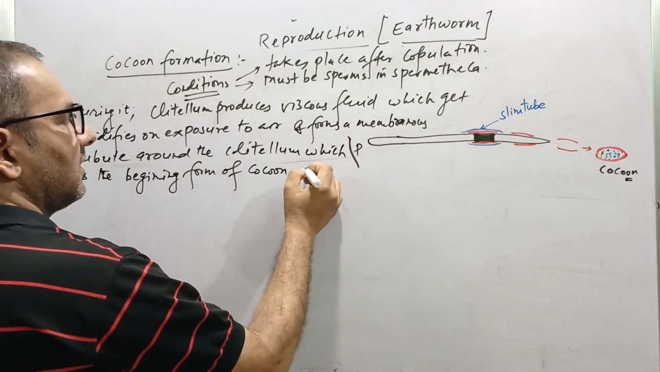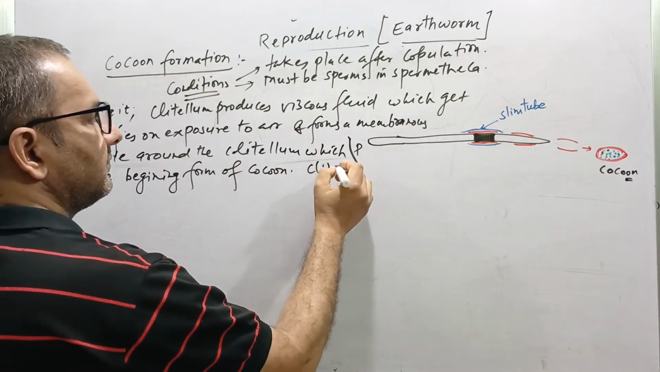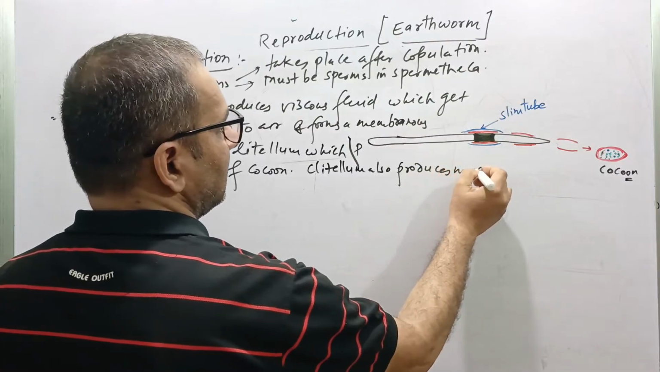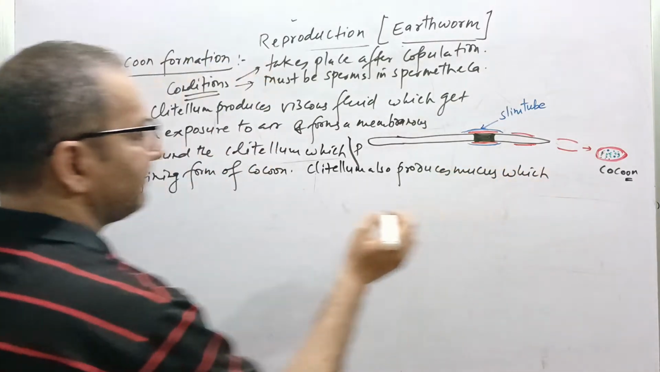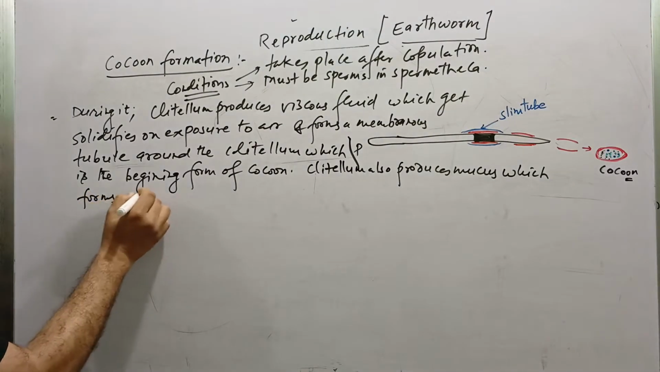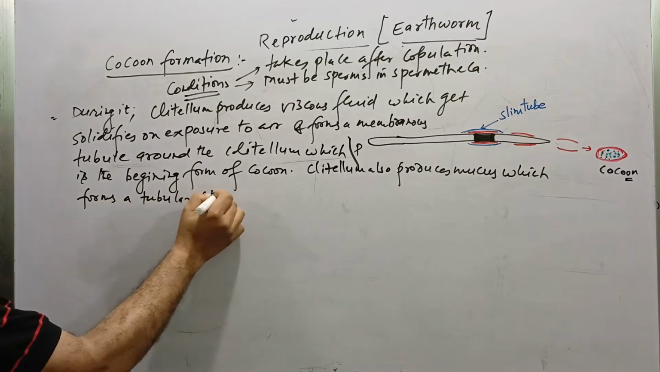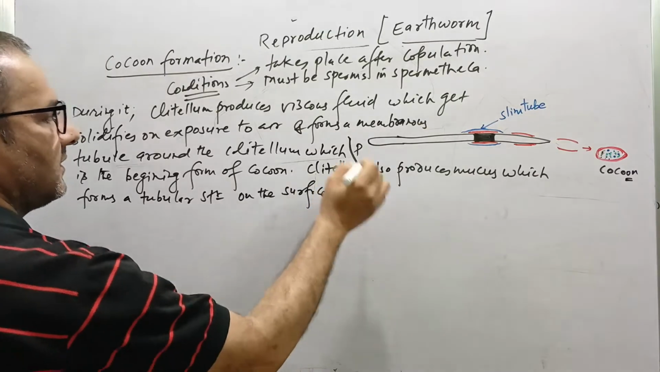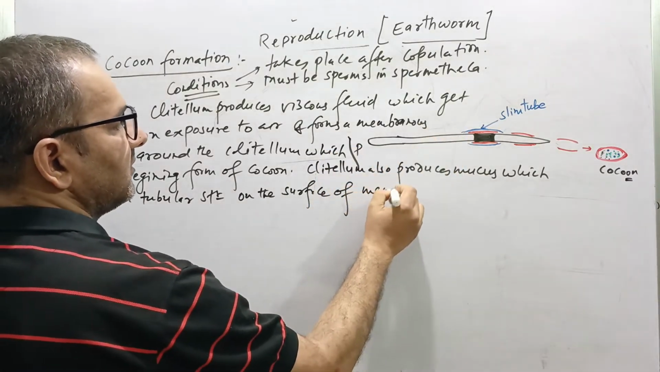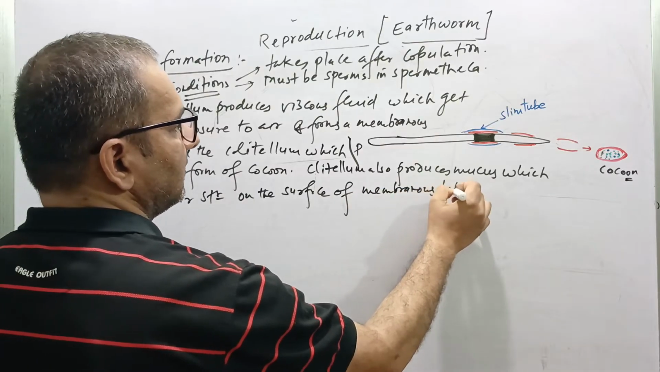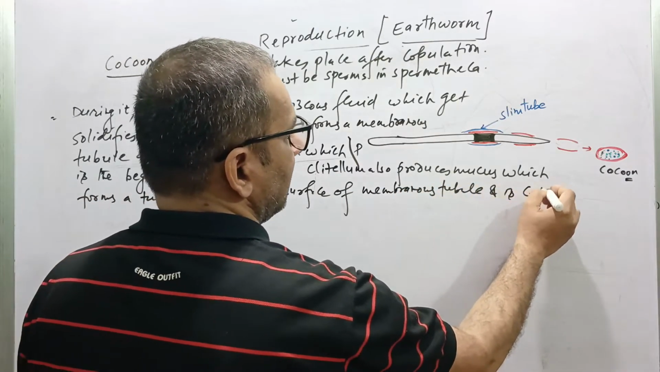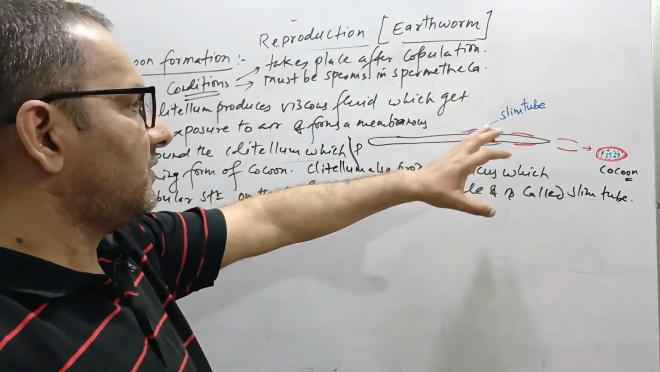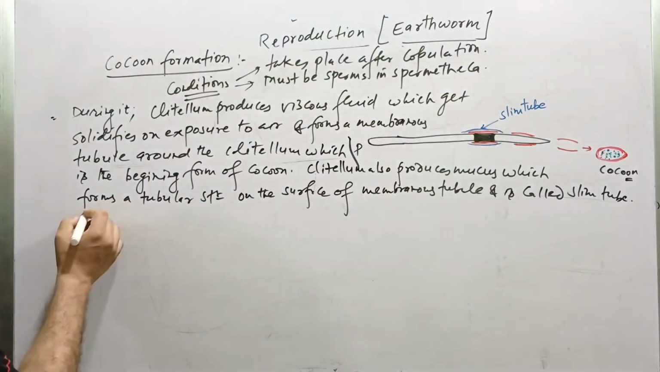Now, the clitellum also produces mucus which forms a tubular structure on the surface of the membranous tubule, and is called the slime tube.